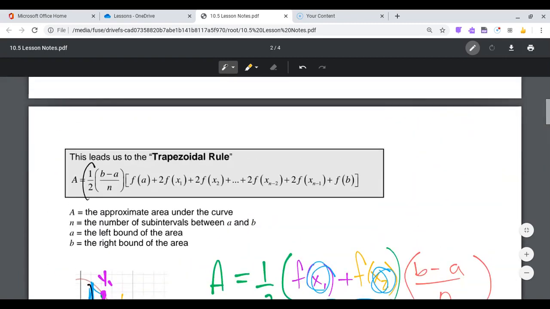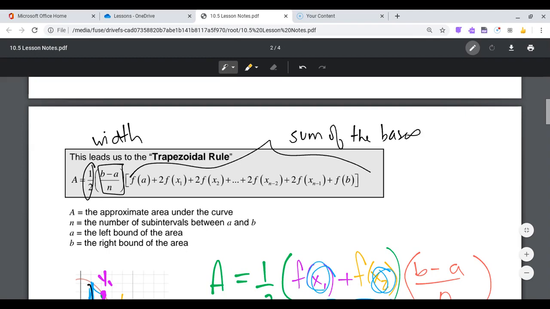So this is 1/2, this is the width of each trapezoid, and then these are the sum of the bases being added up. And where there's a shared side, they have a coefficient of 2. But the 2 end pieces, the first trapezoid and the last trapezoid, don't share it. Okay, so hopefully this rule makes a little bit of sense about where it all came from. And now we're going to use it in the next video to actually see an example.